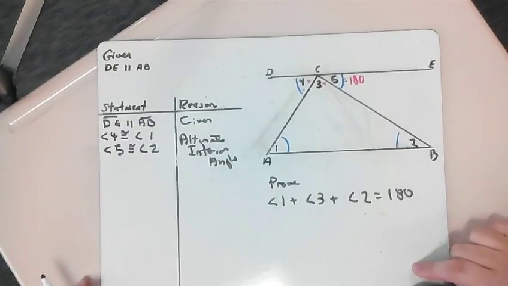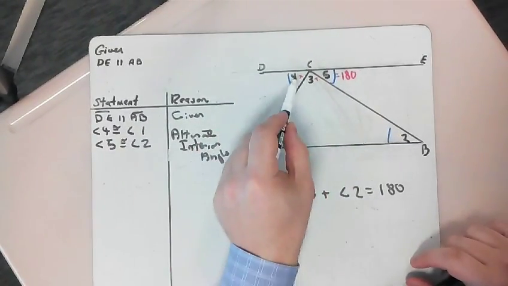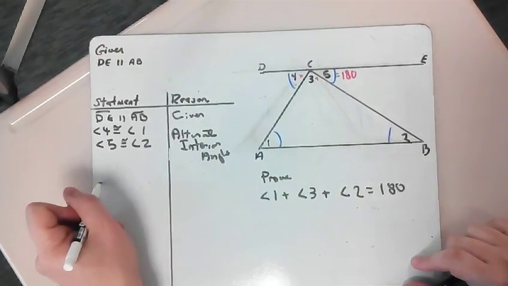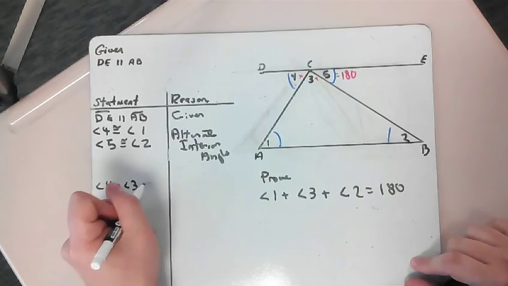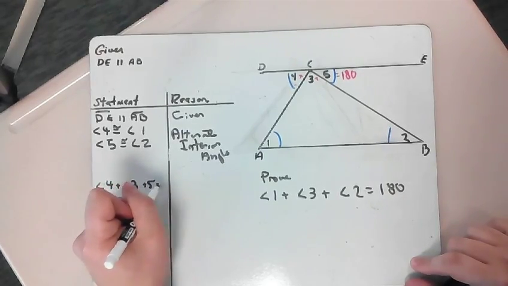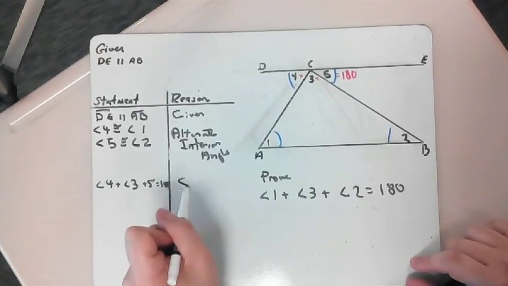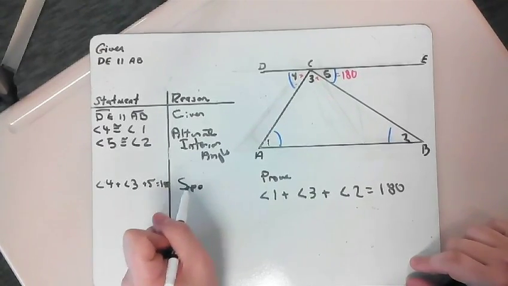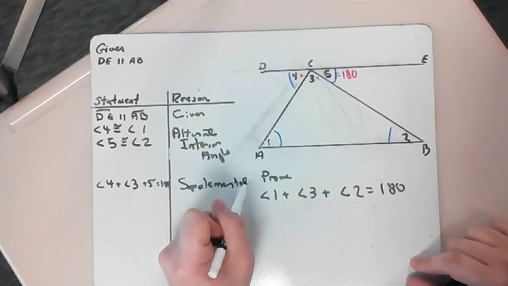Next we are going to point out that these angles, angle 4 plus angle 3 plus angle 5, equal 180 degrees. And that's because they're supplemental.